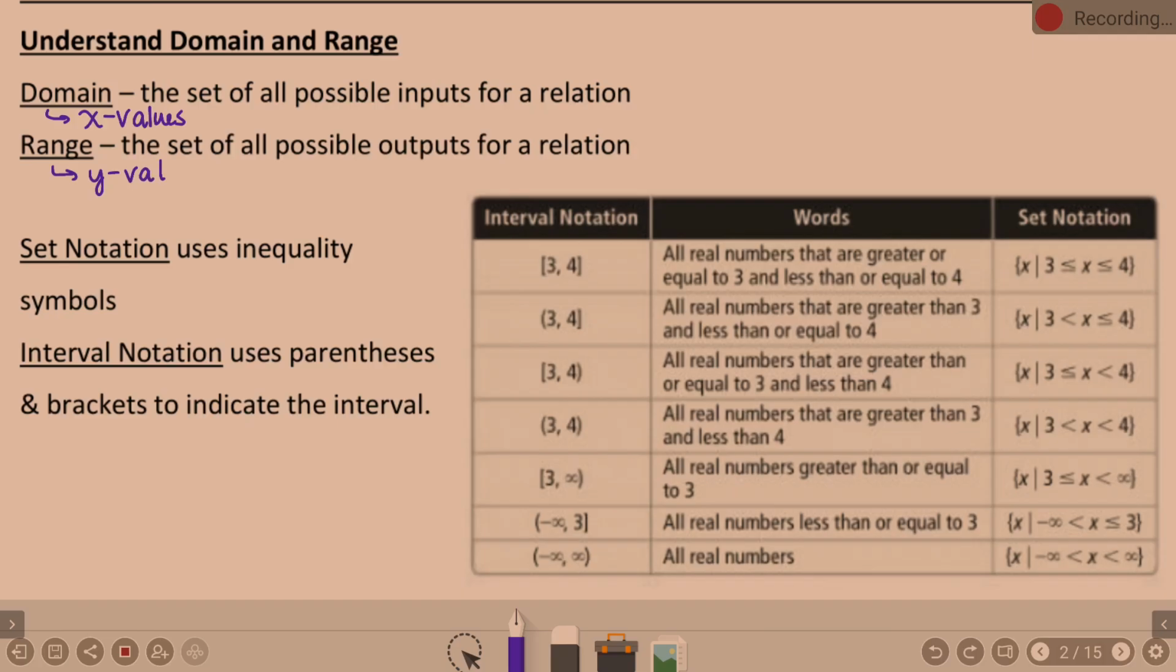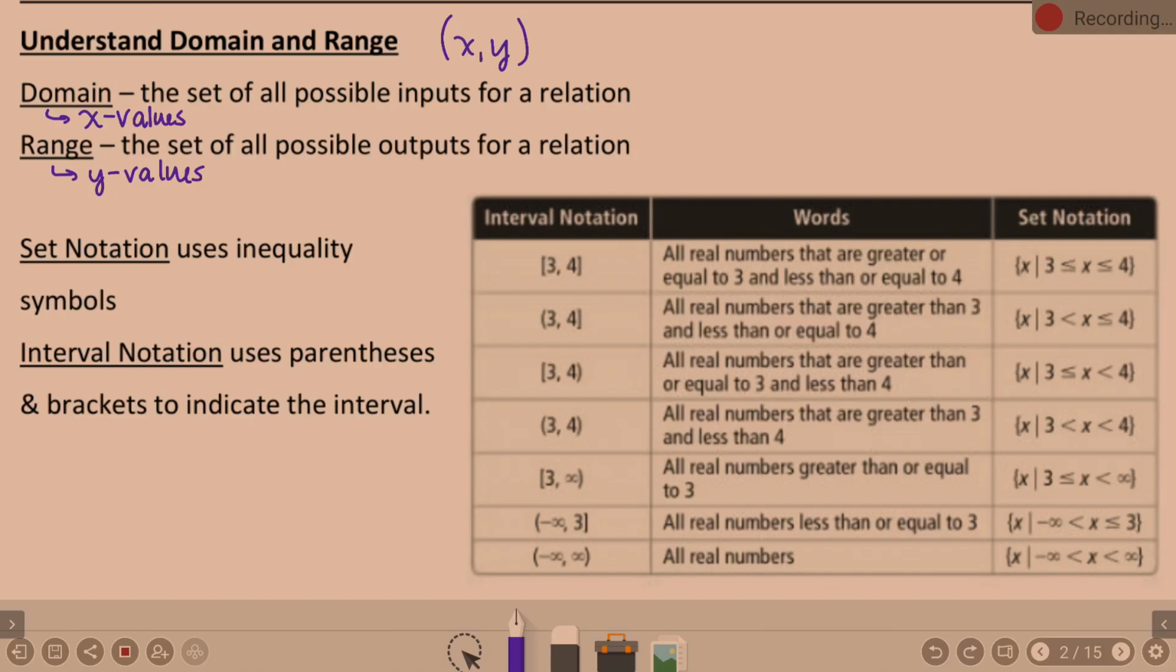Okay, so a lot of times we talk about an ordered pair. The first number in an ordered pair is domain. The second number is the range. And keep in mind, in an ordered pair, it is X comma Y. Now up here, domain, the set of all possible inputs for a relation. So your X value is your input. You put it into an equation, a function, whatever. The range, the set of all possible outputs for a relation. As I said, we generally think about it as the Y values.